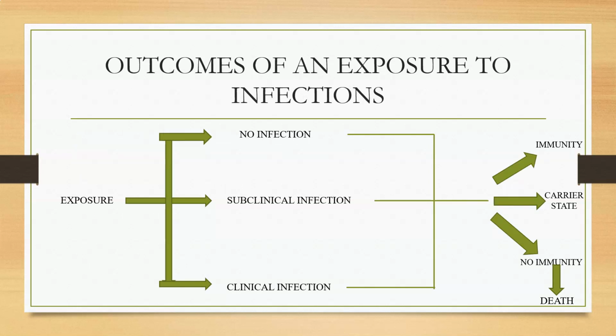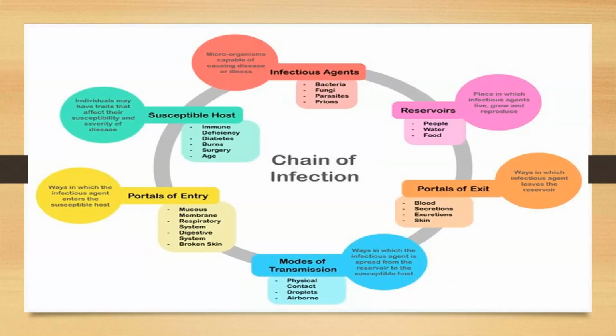The outcomes of an exposure to infection could be either no infection, subclinical infection, or clinical infection. If there is subclinical or clinical infection, a person can get immunity for that particular microorganism, or a person can be in a carrier state, or there could be no immunity, in which a person presents with the symptoms of the disease, and if not properly treated, it could even lead to death.